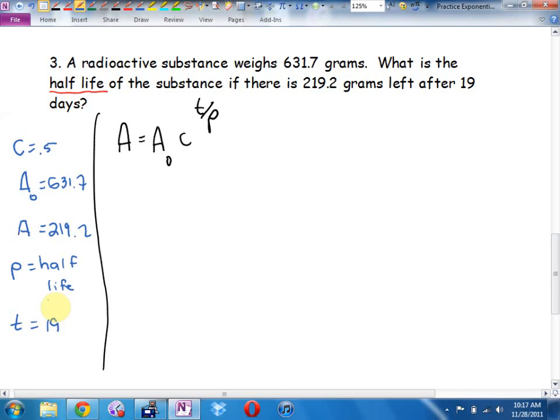Let's plug in our numbers. 219.2 equals 631.7 times a half to the power of 19 over P, which is what we're trying to find. Now what?